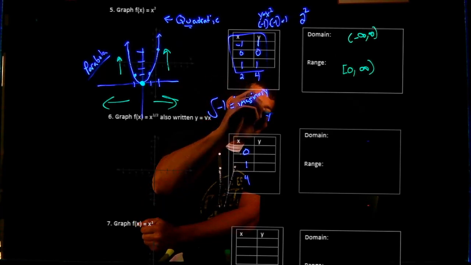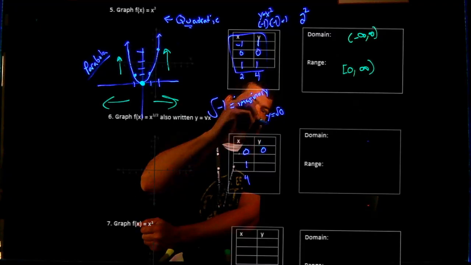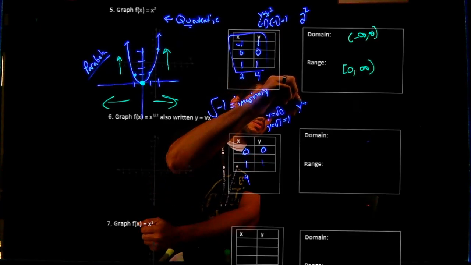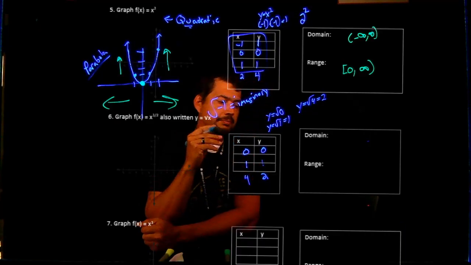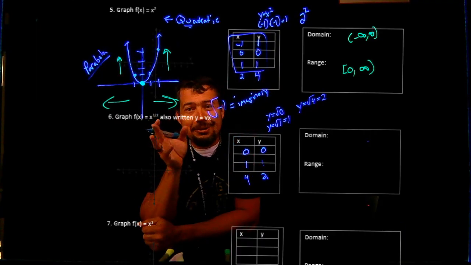So think about this. Y equals root 0. That's a 0. Y equals the square root of 1 is 1, because 1 times 1 is 1. And the square root of 4, I hope you know this, or I'm not sure why you're in Algebra 2, but the square root of 4 is 2. If you don't know that, you're going to really struggle this year.